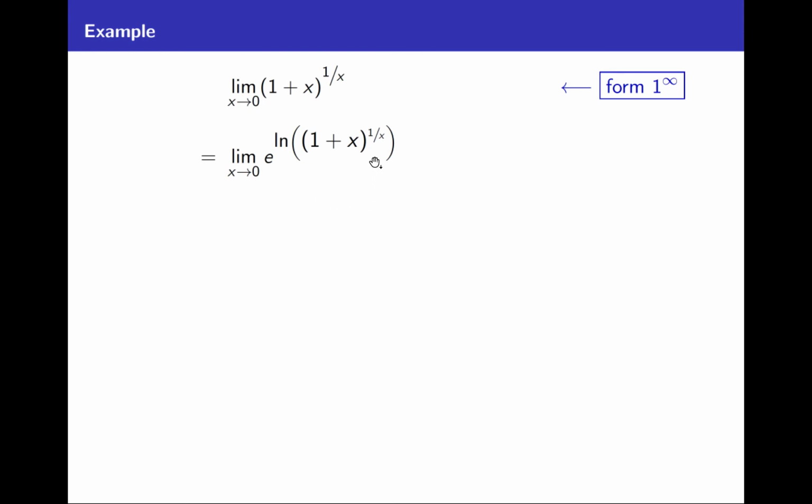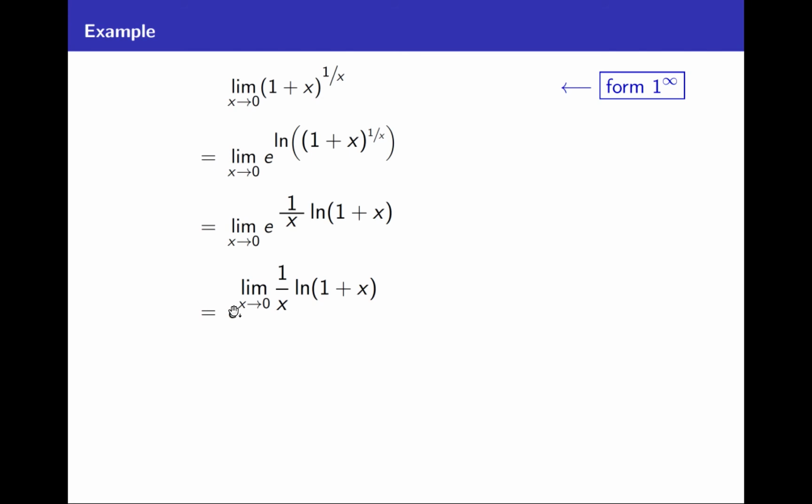Now remember the way this works, we're next going to use an ln property to bring this 1 over x down in front of the ln. Good, there we go. And now let's bring this limit up to the top. e raised to a power is a continuous function, so we should be able to bring that limit up. And we get e raised to the power of the limit as x goes to 0 of 1 over x times ln of 1 plus x.